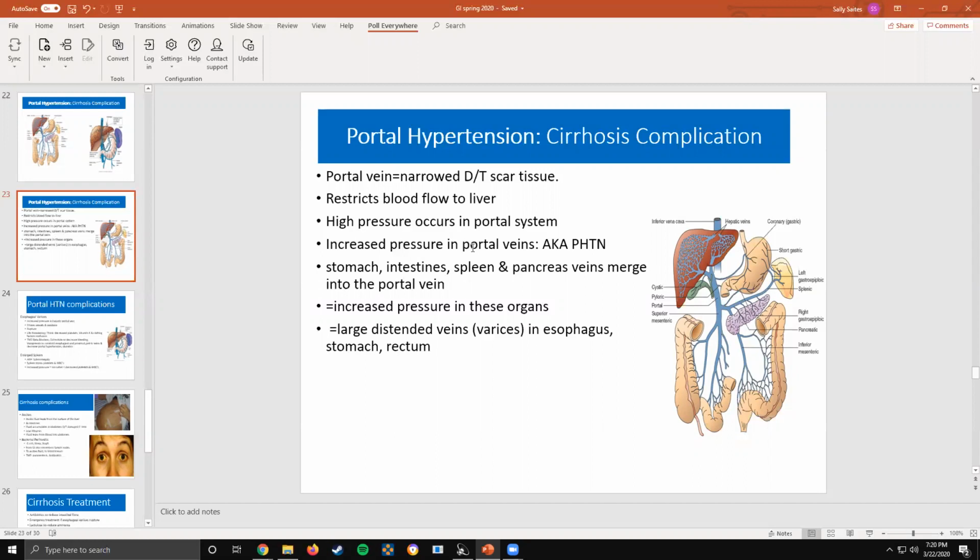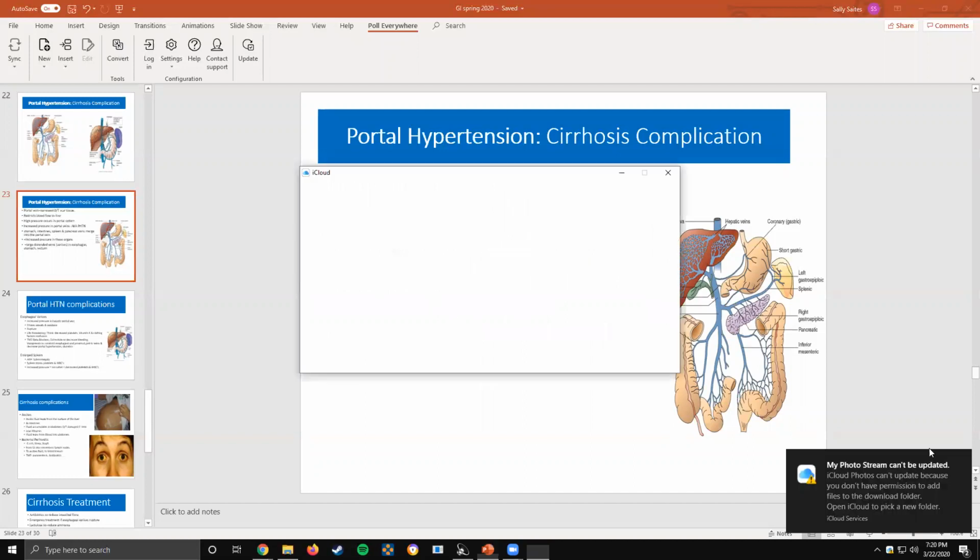And then we have high pressure that occurs in the portal system itself. So the portal veins, the superior mesenteric and the inferior mesenteric veins, develop pressure because there's nowhere for the fluids to go into the liver because of its damage. The increased pressure in these portal veins then gives it the name portal hypertension.